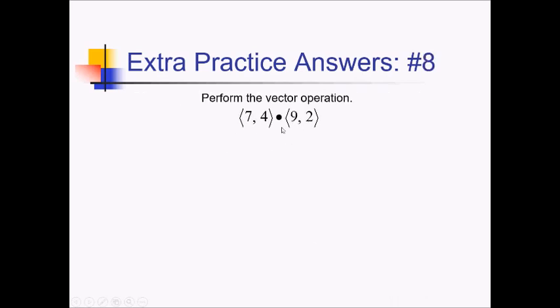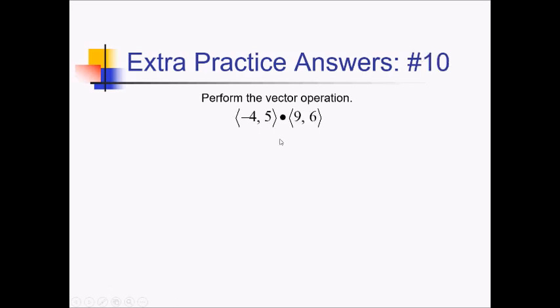To find the dot product on this one, we need to do the product of the x's and the y's and add them together. So I've got 7 times 9 plus 4 times 2. So that's 63 plus 8, which comes out to 71. For this problem, I'm taking the dot product of these two vectors. So I've got 6 times 4 and also negative 3 times 5, and I'm going to add those two products together. So 24 plus negative 15, which is going to give me positive 9.